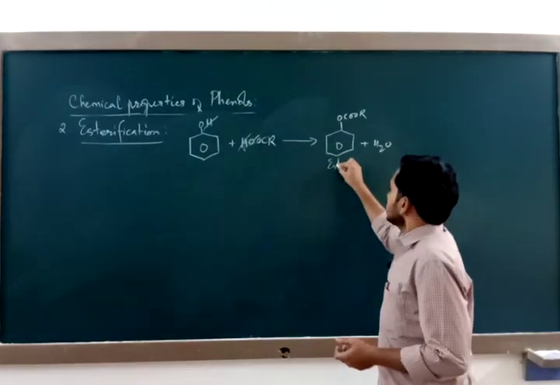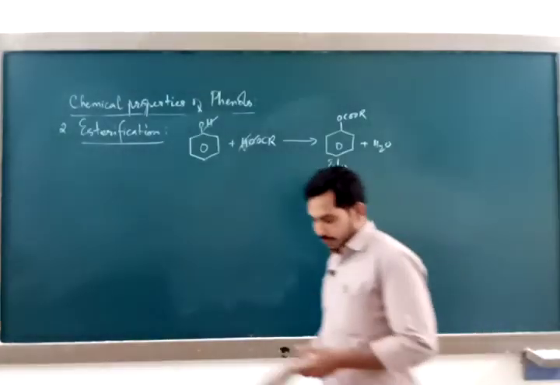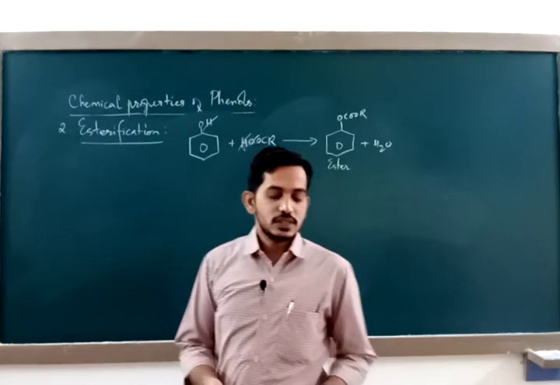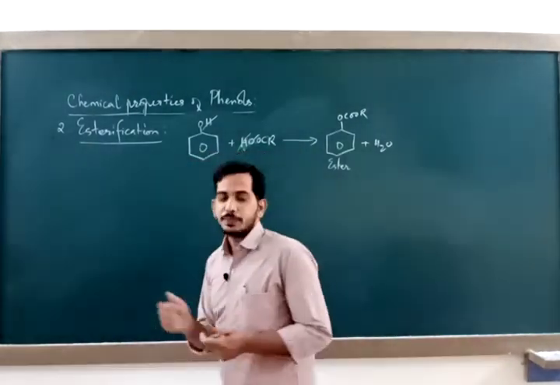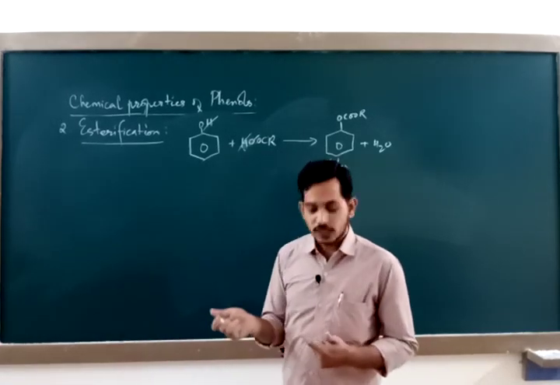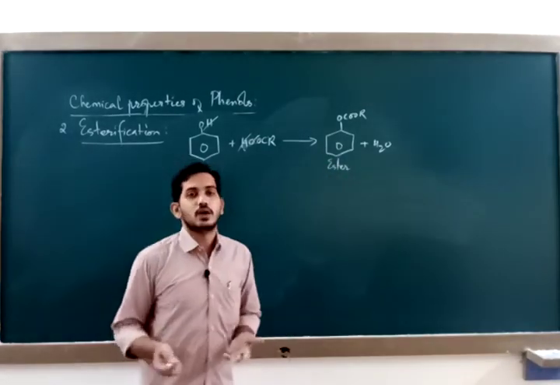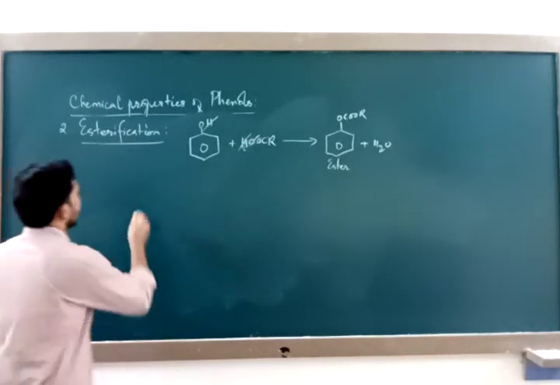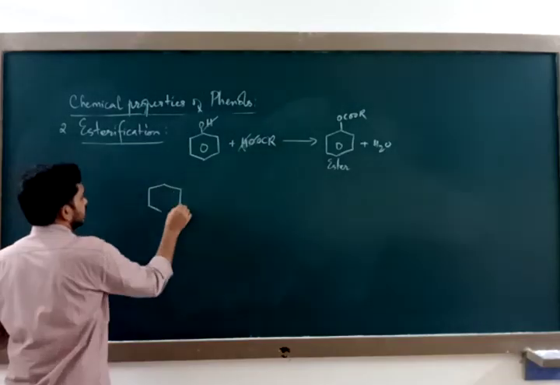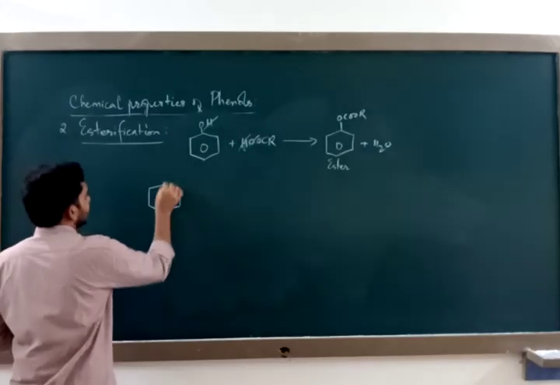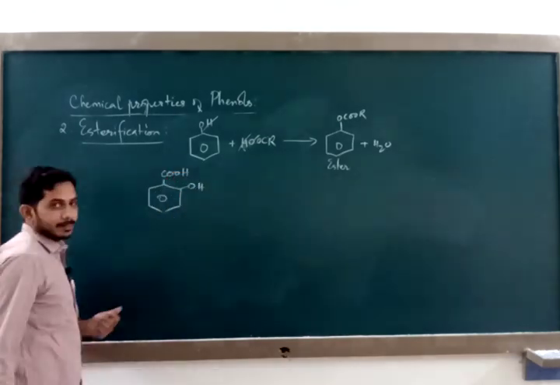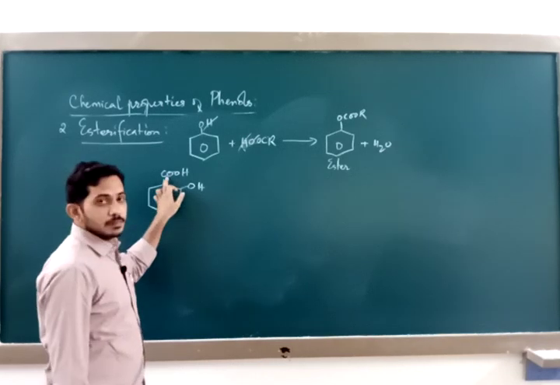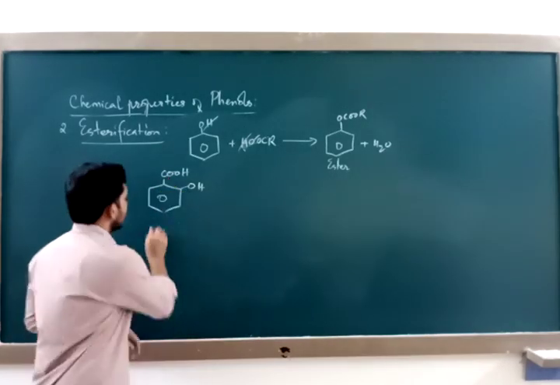So, this reaction is called esterification. Whenever phenols react with carboxylic acids, then you are likely to get esters. One typical application of this reaction is in the preparation of a drug called aspirin. In order to prepare aspirin, you need salicylic acid, that is this compound. 2-hydroxy-benzoic acid is called salicylic acid.